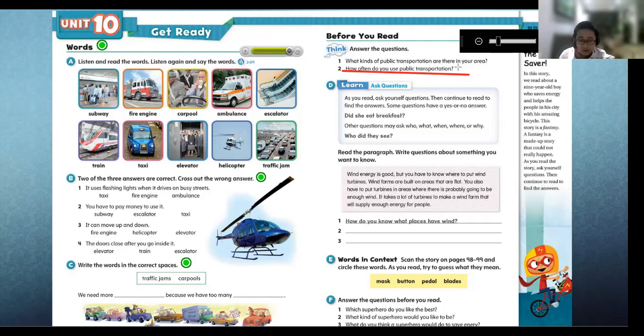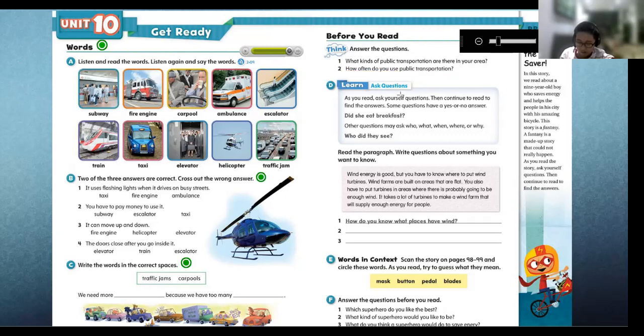I use it twice a month. How often do you use your car? Okay. Thank you.